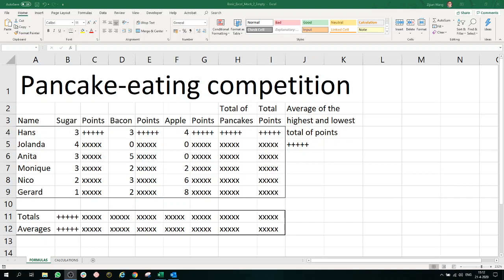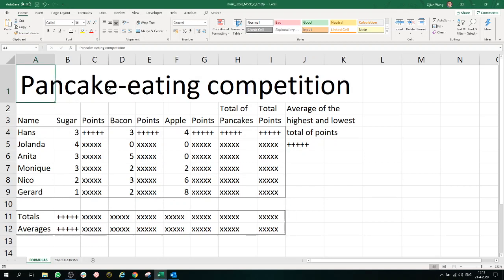Mock exam number 2 for basic Excel. So here we have two sheets. One sheet is called formulas and the other one is called calculations. So let's first see what's in formulas.